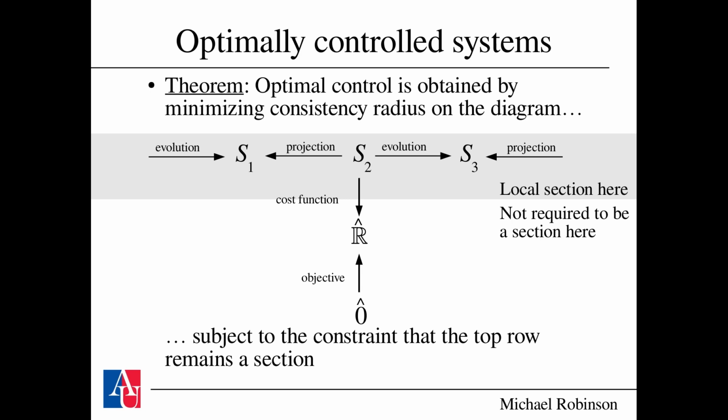Now, I've got a little hat over the R. I'm assuming here the cost function is a real valued function running on the base topology of the sheaf. And the objective, the best thing you'd like, is for this to be 0. You want to minimize the cost.